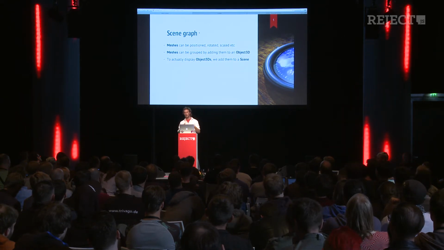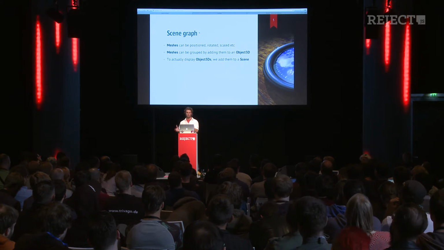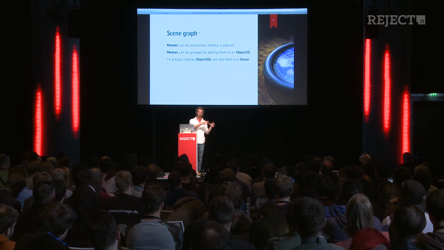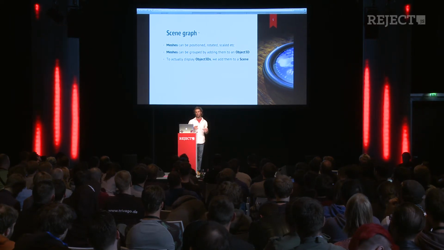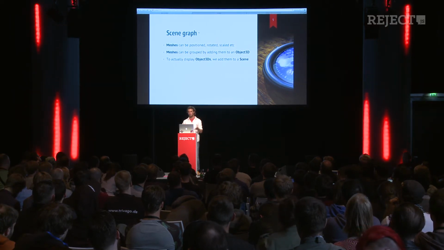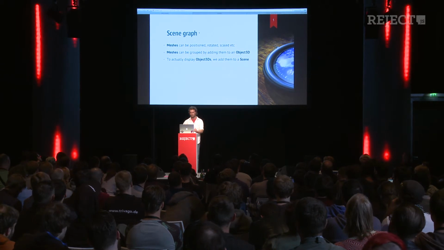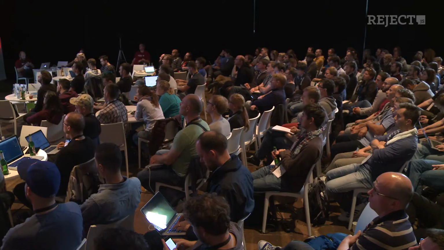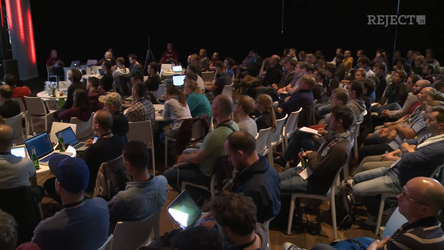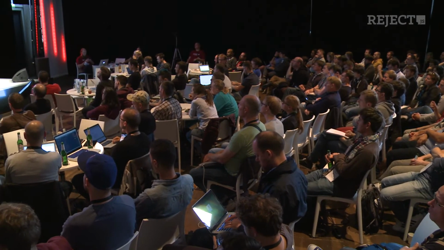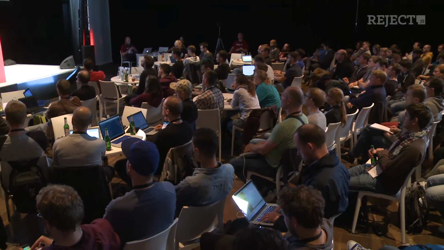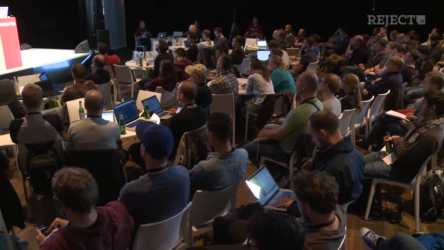To actually display these Object3Ds, you have to add them to one special Object3D, which is something called a scene. This is like the root node of your entire scene graph, a bit like the body element in a DOM tree. To actually render a scene, you need two things. The first is a camera, which again is a subclass of Object3D. This is something you just put onto your stage, you can rotate it, you can move it, and you view the scene through this camera.